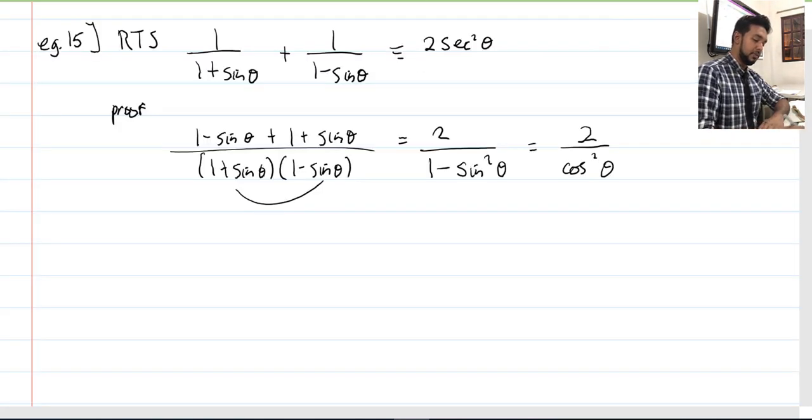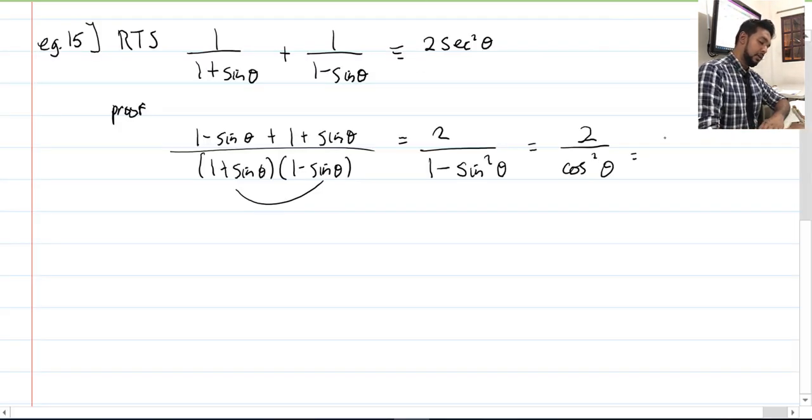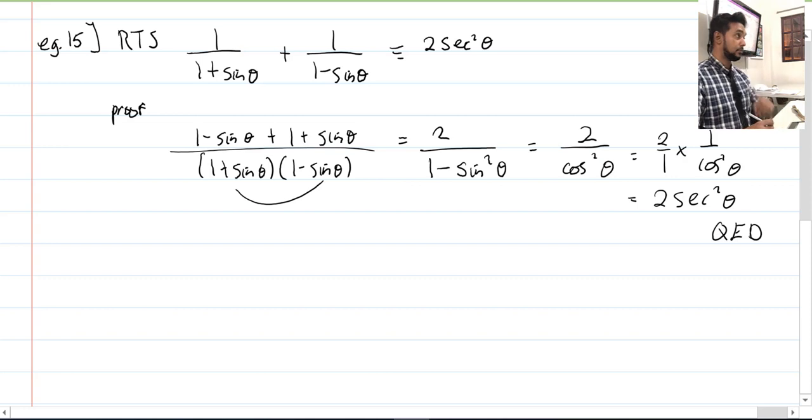All right, which means therefore, here we have 2 over 1 multiplied by 1 over cos squared. Now this is just for illustrative purposes. So that's 2 multiplied by sec squared theta. QED. Yeah? All right, cool.